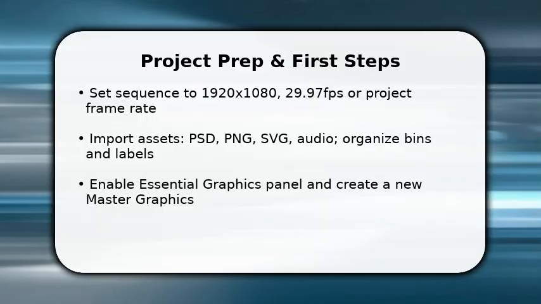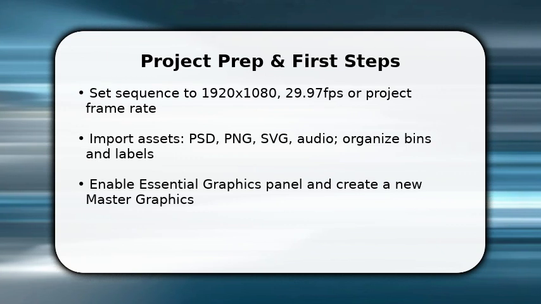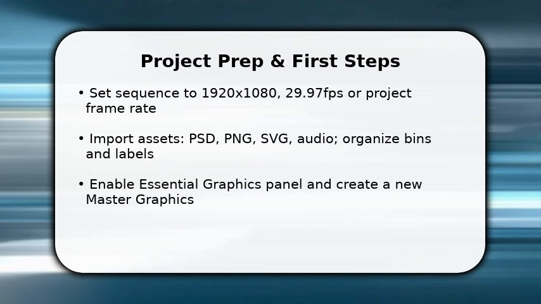You start by setting your sequence and importing assets. Choose 1920x1080 at your target frame rate. Once done, organize bins so you can find layers quickly. Name and color code. Open Essential Graphics and create a master graphics layer to house reusable elements.